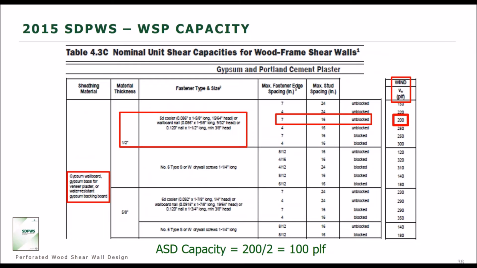Similarly, we'll use the gypsum in the example. So we go in and divide the 200 pounds per lineal foot that we see in the table there by 2, and we see that the ASD capacity of our gypsum is 100 PLF.